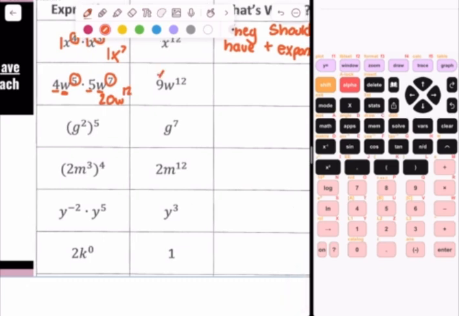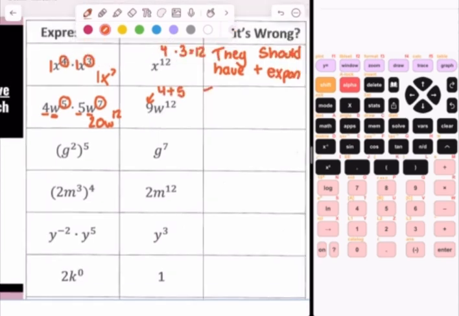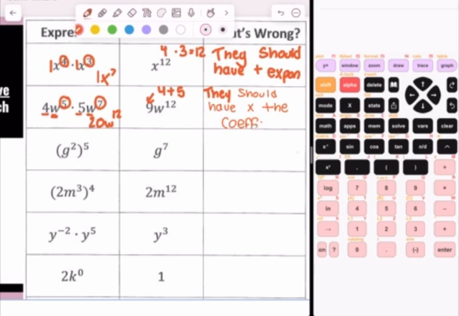And how did they get 9? They did 4 plus 5. They were supposed to multiply the coefficients. They should have multiplied the coefficients. Perfect. All right, let's look at the next one.